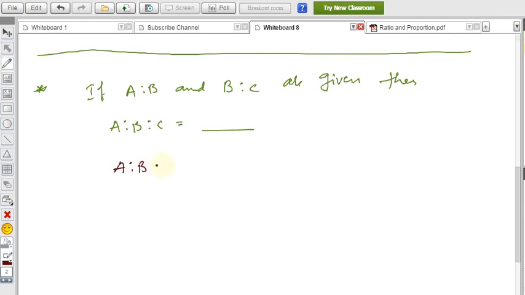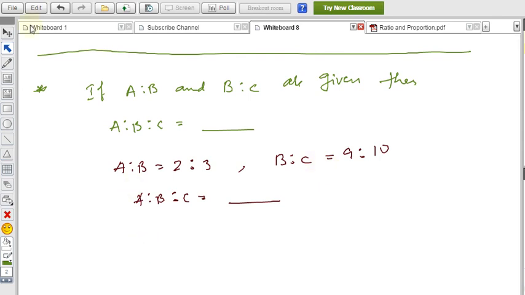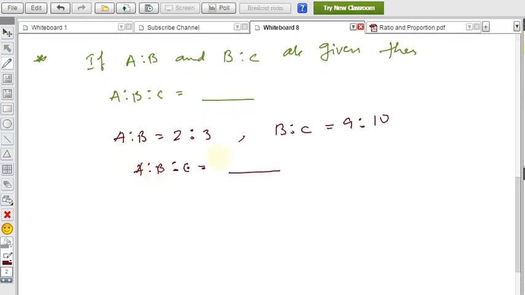For example, A is to B is 2 is to 3 is given. Then B is to C is 9 is to 10 is given. Then A is to B is to C is equal to what? Here in the first ratio A value is 2, B value is 3. But here B value is 9 and C value is 10. Here B is 3 and here B is 9, so we should make the LCM and all. Instead of that, I will tell you a direct method, a formula to find A is to B is to C.